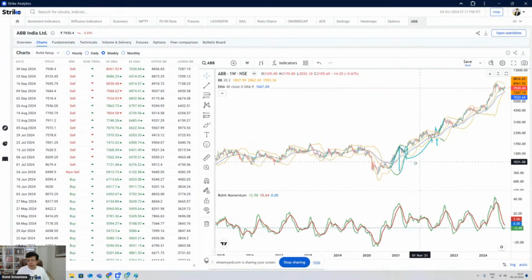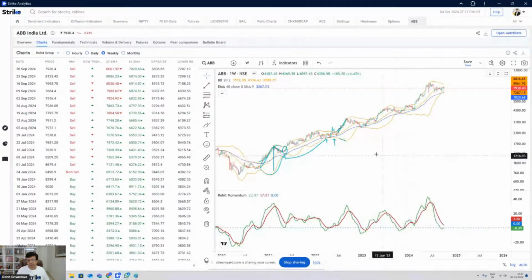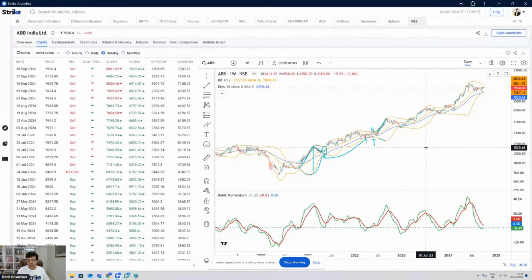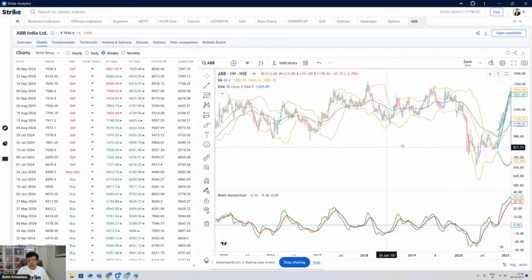What I look for, therefore, in a good setup is a setup that actually holds these supports, that respects them. So I consider stocks that respect their support or resistance levels as better to trade than those which don't respect. That doesn't mean the one that is not respecting is not in an uptrend.